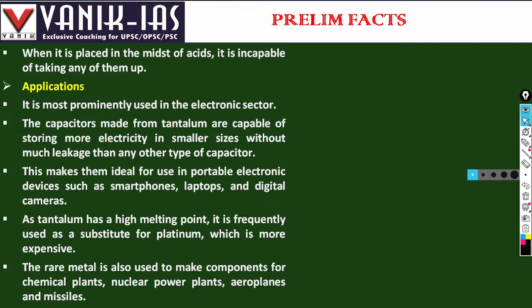Capacitors made from tantalum are capable of storing more electricity in small sizes without much leakage than any other type of capacitor. This makes them ideal for use in portable electronic devices such as smartphones, laptops, and digital cameras. As tantalum has a high melting point, it is frequently used as a substitute for platinum, which is more expensive. The rare metal is also used to make components for chemical plants, nuclear power plants, aeroplanes, and missiles.